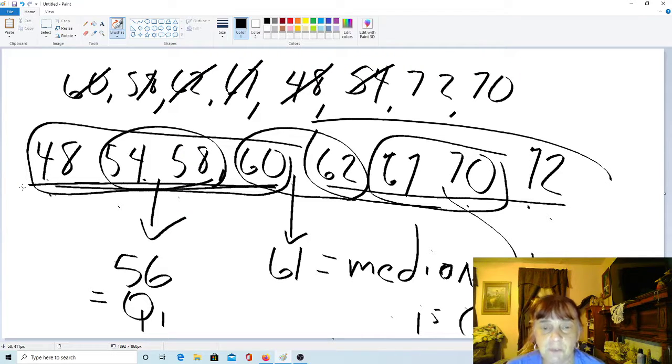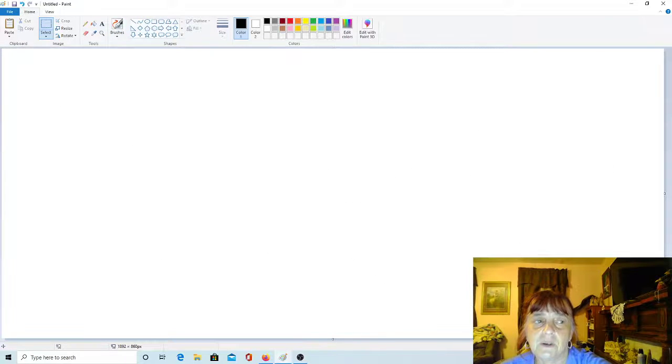Okay, so you always have to put them in numerical order. If you don't, you could get the wrong answer. If it's already in numerical order, you don't need to worry about that. That's called ranking the data. Put them in numerical order.